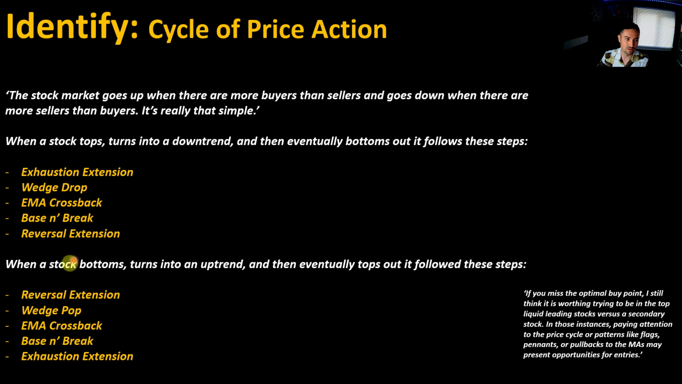We've got a lot of examples to go through. When a stock bottoms, turns into an uptrend, and then eventually tops out, it follows these steps: reversal extension, wedge pop, EMA crossback, base and break, exhaustion extension. A little quote down here, which is a good one: if you miss the optimal buy point, I still think it is worth trying to be in the top liquid stocks versus a secondary stock. In those instances, paying attention to the price cycle or patterns like flags, pennants, or pullbacks to the moving averages may present opportunities. You can already see a couple of quotes about growth stocks and leading stocks, so you can start to see the influence William O'Neil had on Oliver's strategy.